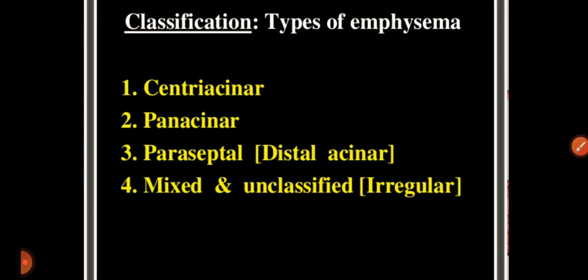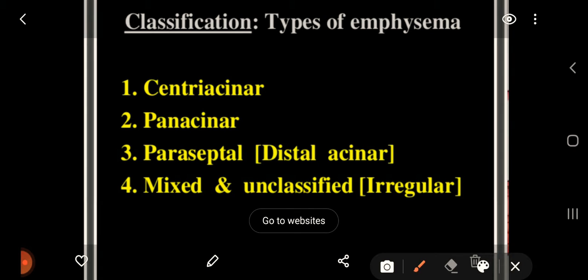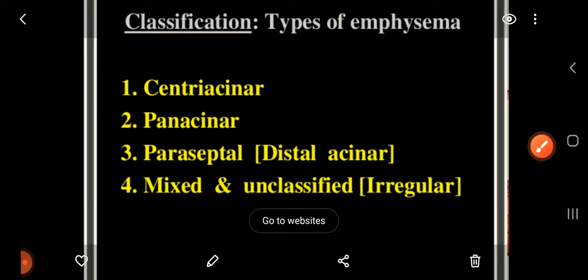What are the types of emphysema? There are 4 types of emphysema: the centriacinar or proximal acinar emphysema, the panacinar emphysema, paraseptal or distal acinar emphysema, and mixed or irregular emphysema.